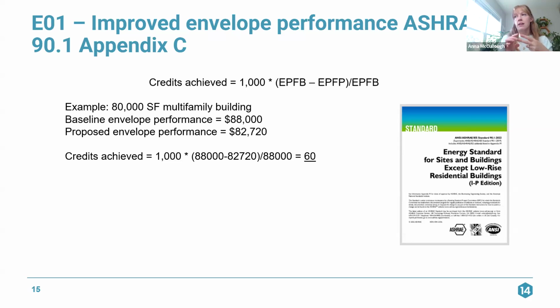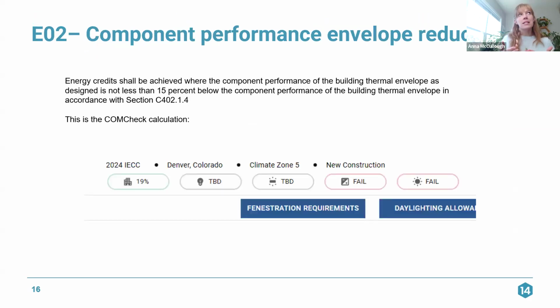You're basically taking credit for all of the pieces of the envelope that you can otherwise achieve prescriptive credits for in the other sections. What is a little bit difficult for me to understand is why you would do the modeling protocol for ASHRAE 90.1 Appendix C and not just comply via the performance pathway. But I digress. I am an energy modeler, so C407 is near and dear to my heart.